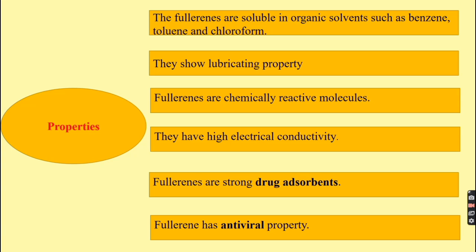Because of these properties, we can apply fullerene in the manufacture of some components, even in drug delivery systems. And regarding the properties, it is a black color powder, and the density is about 1.73 or 1.65 gram per cm cube.